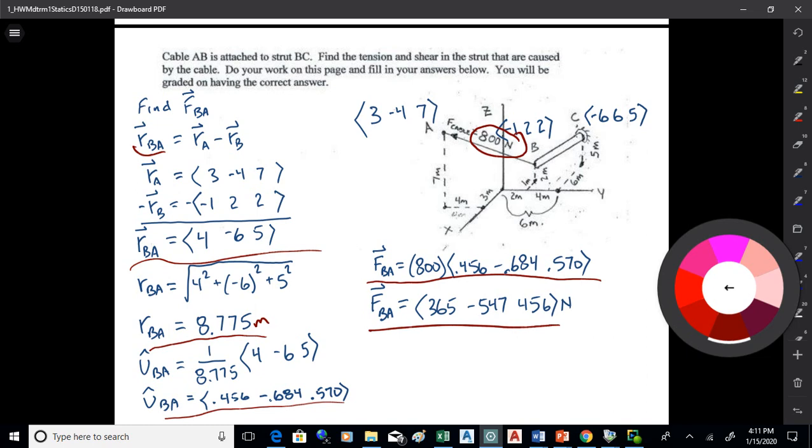To get from B to A, I take A minus B. I then find the magnitude, which is the length, so square root of the sum of the squares. I divide through by the magnitude and get a unit vector, and I scale it up by 800 and get a force vector.